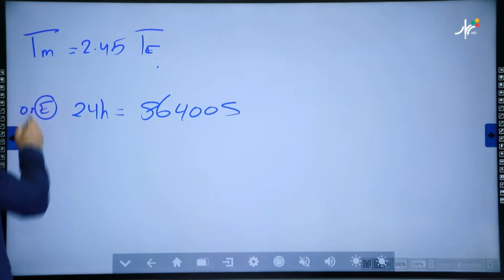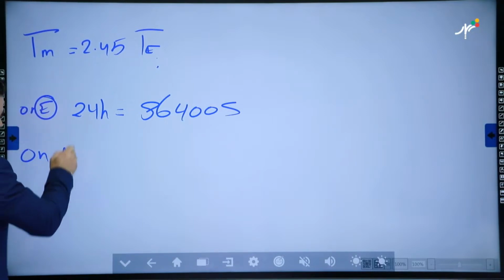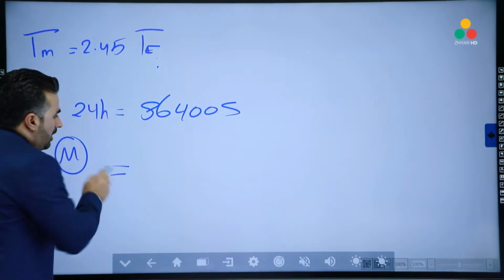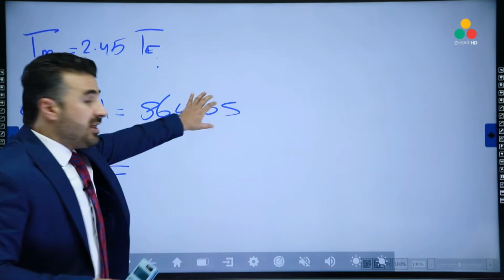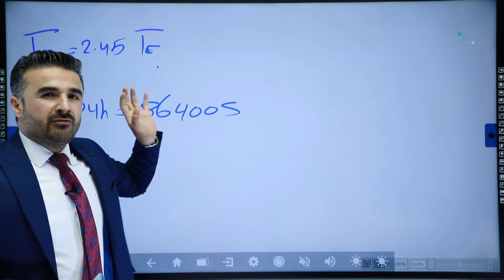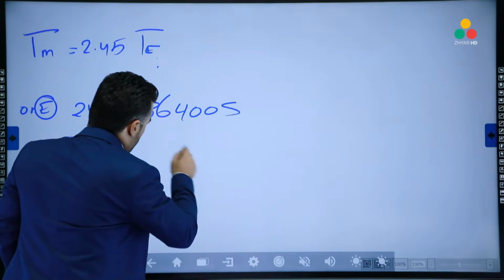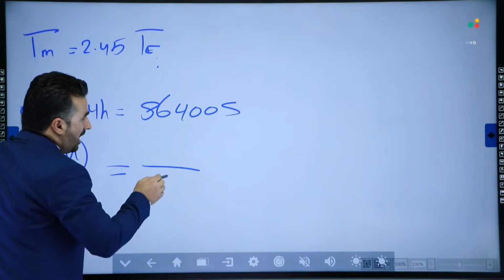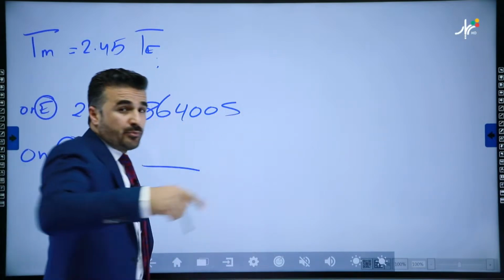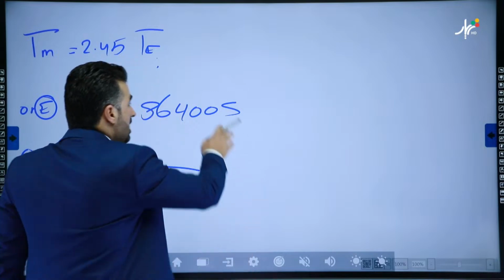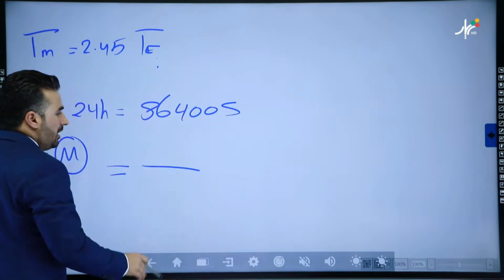But on the moon, it will take 2.45 times longer than this. And if you do this, these are the number of ticks, the number of periods or the number of seconds that we have on Earth.